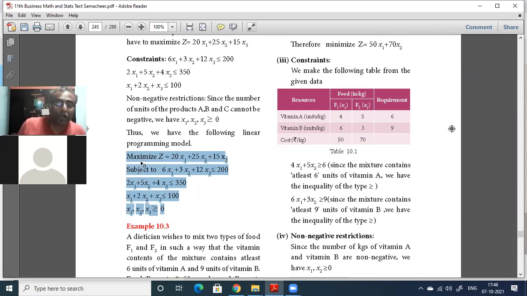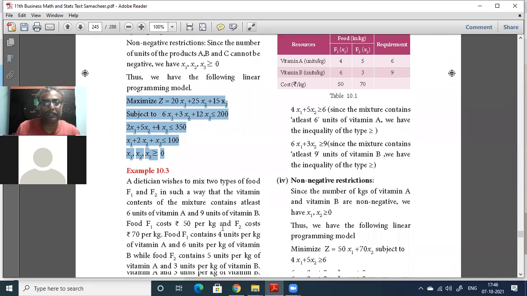Boss, all these 1, 2, 3, 4, 5 lines, these 5 lines together is the answer. If you leave out anything, you won't get 10 out of 10. Okay, this is the answer, the mathematical model. Okay, let us do example 3.